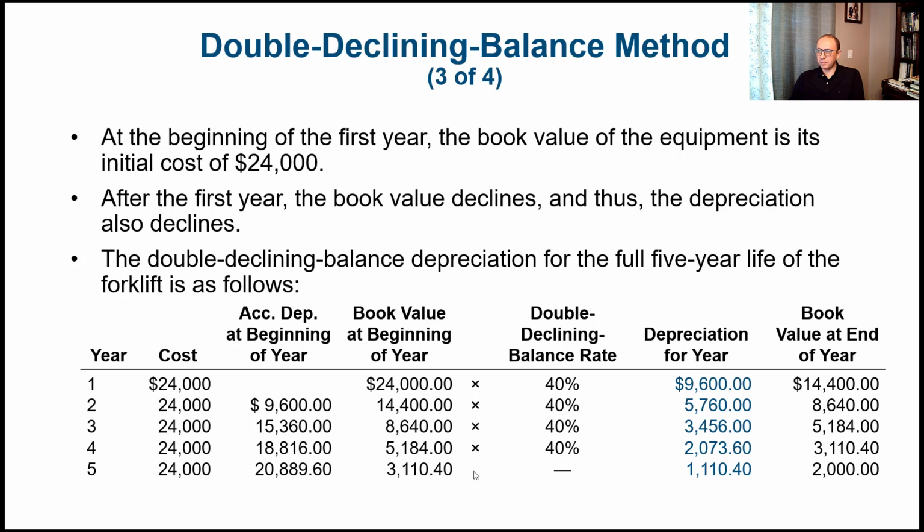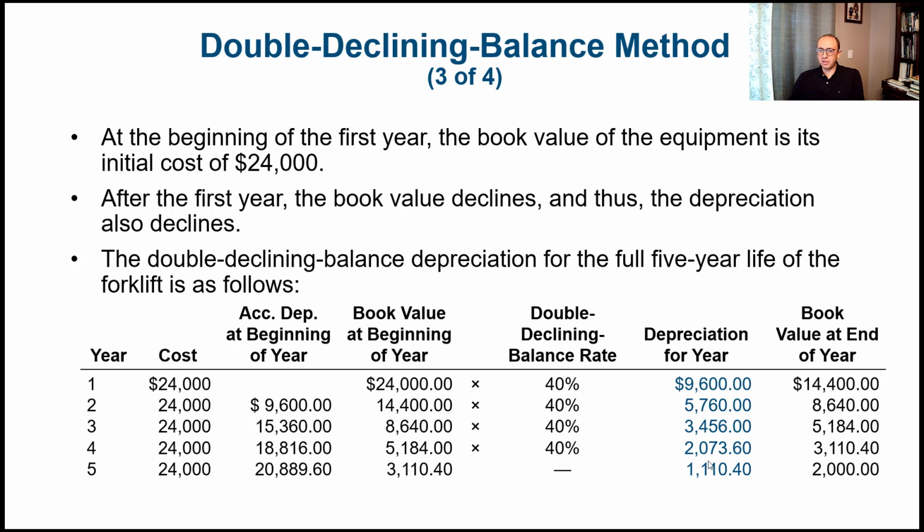Again, we cannot multiply by 40%, and you can try it. Multiply it by 40%, it will give you a number that's much bigger than this, which would reduce the book value at the end of the year to a value below $2,000. This is not what we want. We want it to be $2,000. So we force it to be $2,000 in year 5, and we get the difference, and that's going to be the depreciation for year 5.